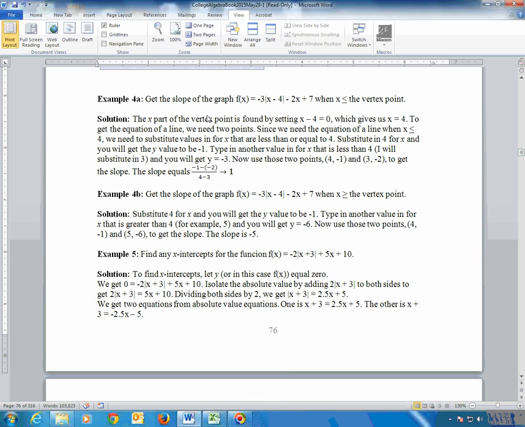Okay, on this problem it says get the slope of the graph f of x equals -3 times the absolute value of x minus 4, minus 2x plus 7, when x is less than or equal to the vertex point. Okay, so first let's find the vertex point.